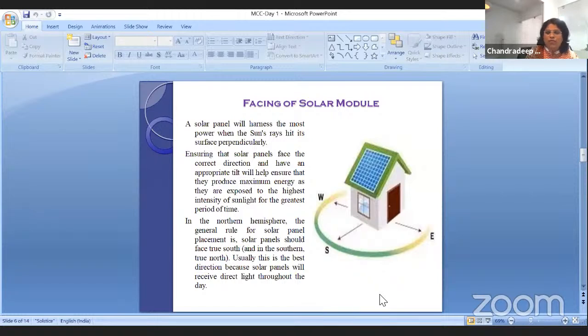So all the solar modules, whether you are going for bigger solar power plants like 700 megawatt or 800 megawatt or a small solar water pump, all the modules should face south direction. So if the country falls in the southern hemisphere, they install in the north facing. As we are in the northern hemisphere, all the solar modules should be installed facing towards your south.